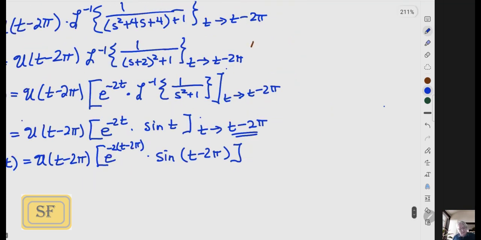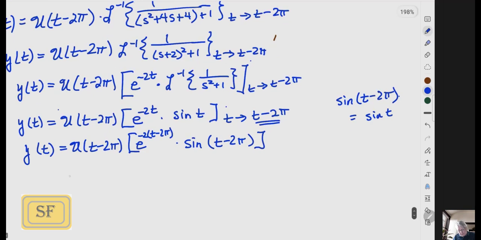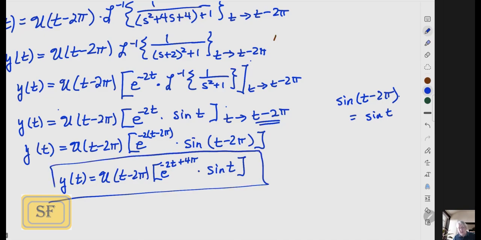So I'm going to simplify that sine off to the side. I know that sine of t minus 2 pi can be simplified, and that's just sine of t, because sine is 2 pi periodic. So adding 2 pi or subtracting 2 pi gets you back to the same place. So I'm going to rewrite this one last time, and this will be my answer. y of t equals u of t minus 2 pi, and then I have brackets around e to the, if I distribute through by that negative 2, I get negative 2t plus 4 pi, times sine of t. And that's my answer.